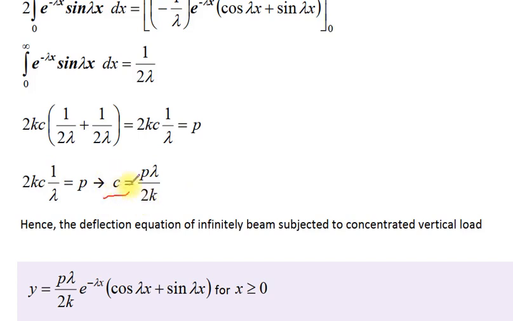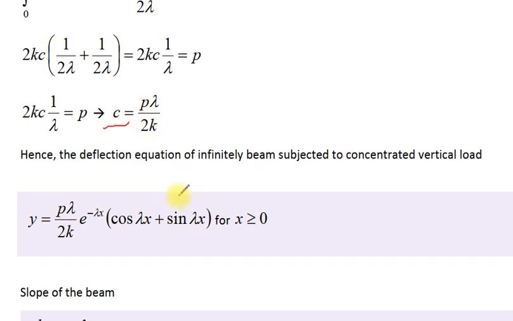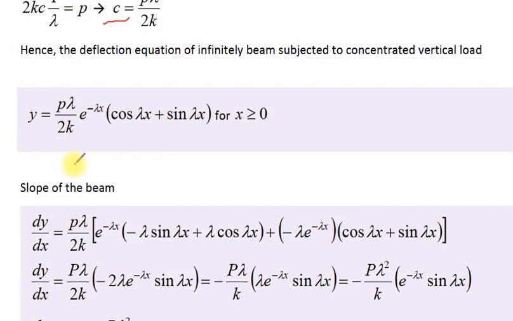Replace this constant in the original equation of y equal to constant e to the minus lambda x cosine lambda x plus sine lambda x for x greater than 0. Here the constant shall be replaced by P lambda over 2k. This equation is the deflection of an infinite beam subjected to a concentrated load. The concentrated load is P, and this is the explicit form. We can use it to get the deflection at any point in the beam.